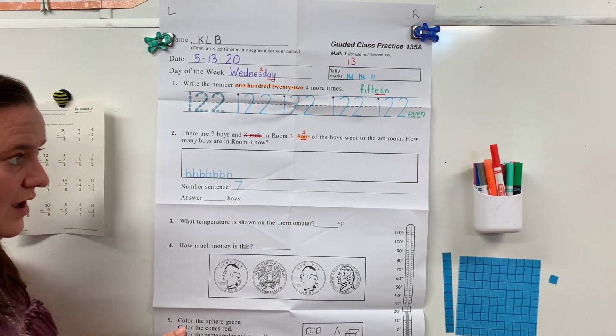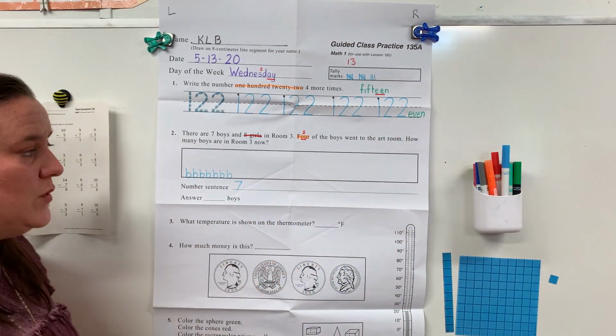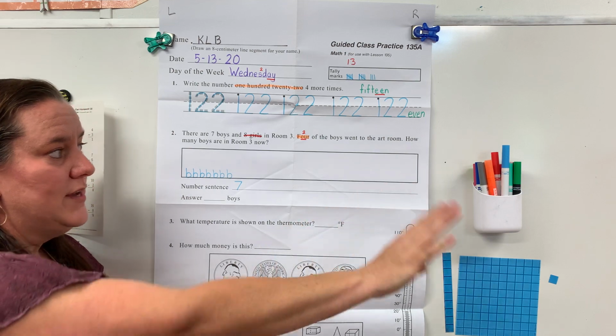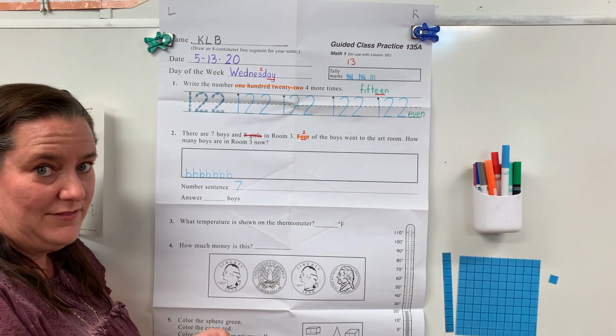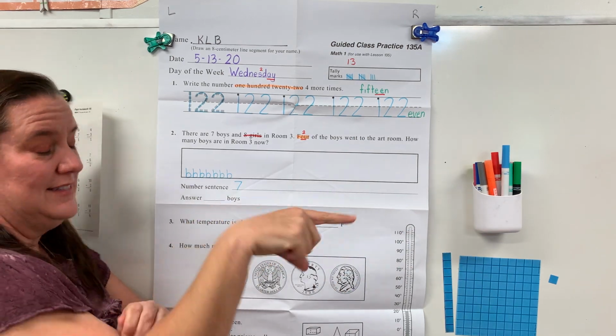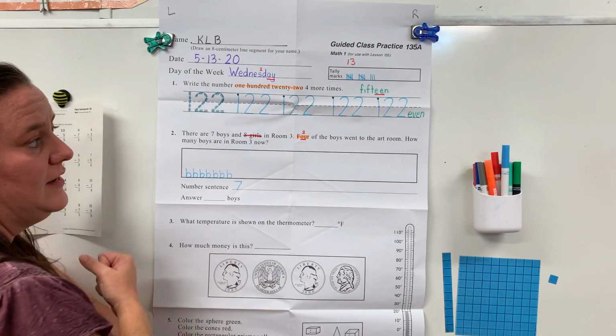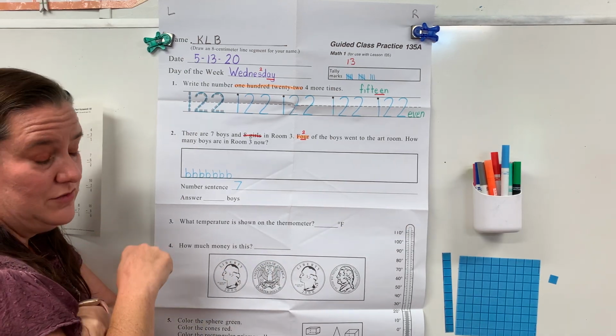Okay. All right, let's think about what type of problem is this. 7 boys are in the room. 4 of the boys go to the art room. How many do we have left? So this is some went away, minus. All right, go ahead and finish your picture and your problem, your number word, and then unpause and check all of your answers.